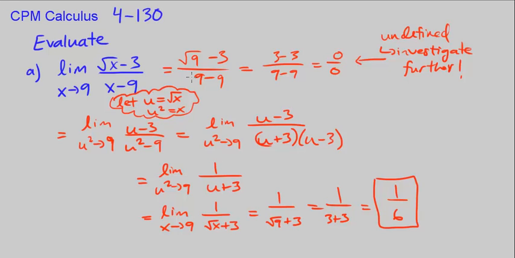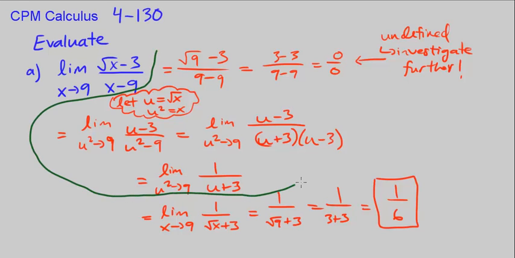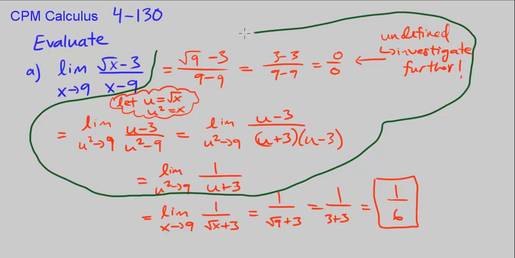If you wanted to, you could have done this all without these steps, right? I'm just going to show you really quickly. I could have seen right away that if I plug in 9, I'm going to get 0 over 0. I'm going to need to investigate further. So I don't really need to do this if I can plug it in in my head and see that this is going to be necessary, right? And I don't even need to let u equal square root of x.